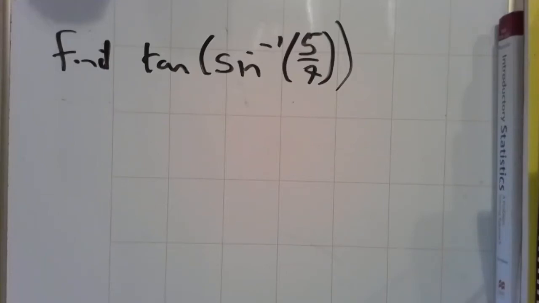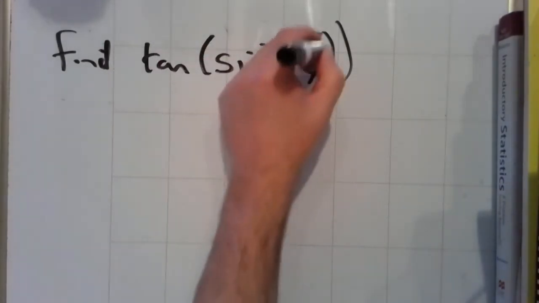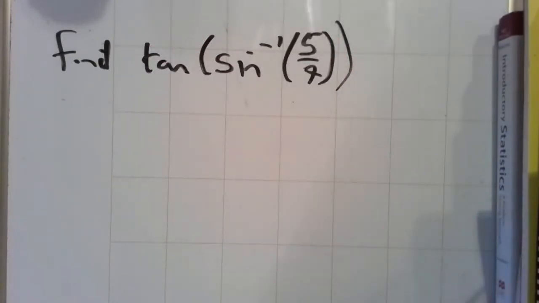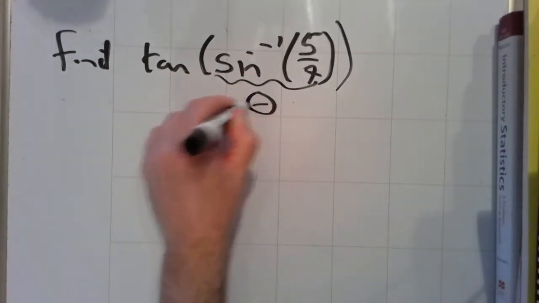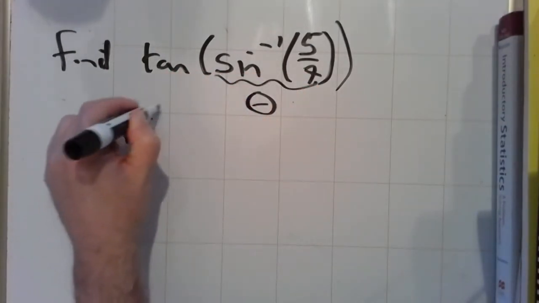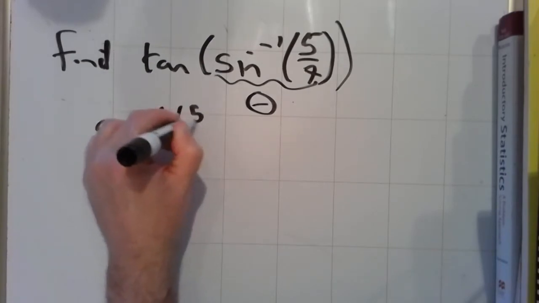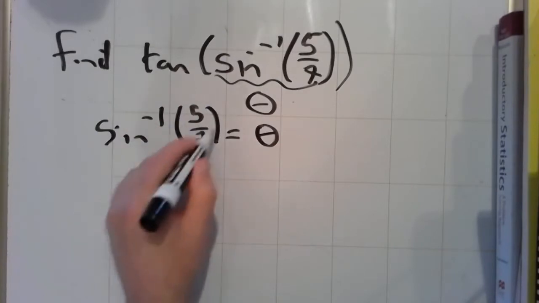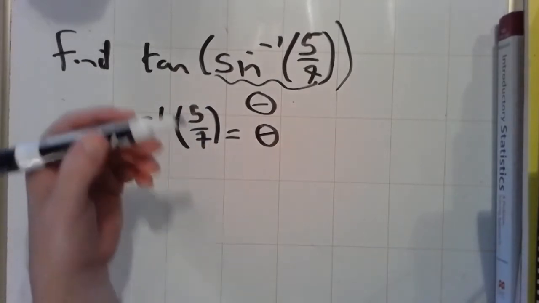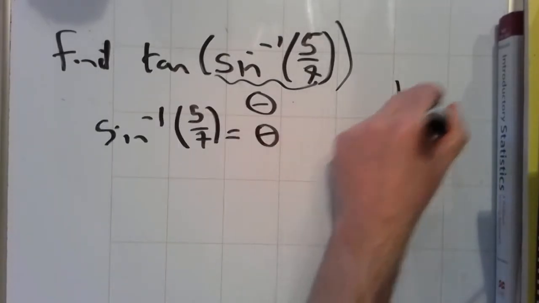Okay, for this question, we would like to find tangent of inverse sine of 5/7. So the first thing we're going to do, remember, this spits out an angle. Inverse sine takes a fraction, spits out an angle. Let's give this angle a name. Let's call it theta. So inverse sine of 5/7 equals theta. That's going to be an angle in quadrant 1. Inverse sine spits out angles in quadrant 1.